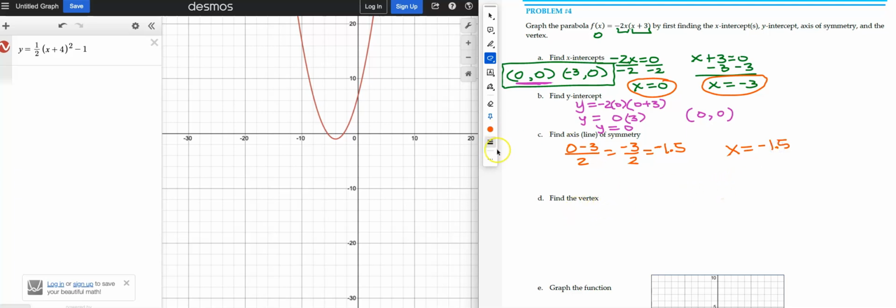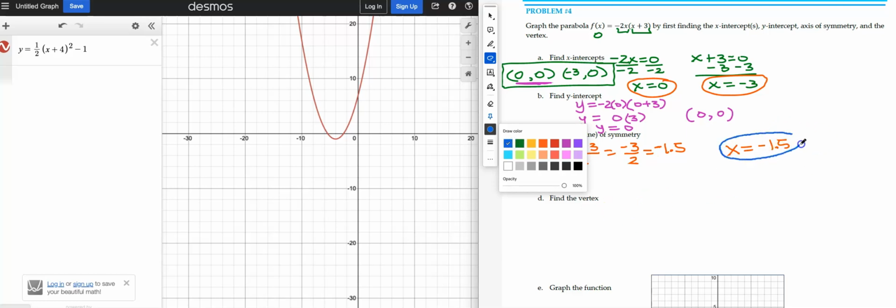All right, and then finding the vertex on this, we're going to take that x value that we found, and that's going to give us the x coordinate of our vertex. And then how are we going to find that y?